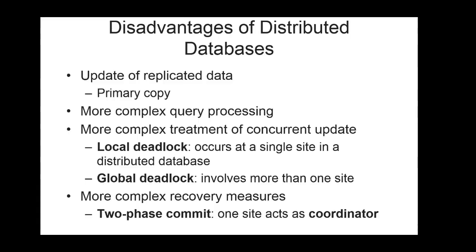If each of two transactions is waiting for a record held by the other at the same site, the local database management system can detect and resolve the deadlock with a minimum number of messages needed to communicate the situation to the other database management systems in a distributed system. On the other hand, global deadlock involves more than one site. Another disadvantage could be more complex recovery measures.